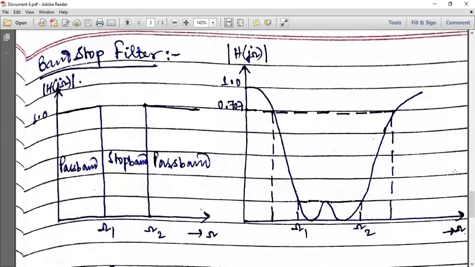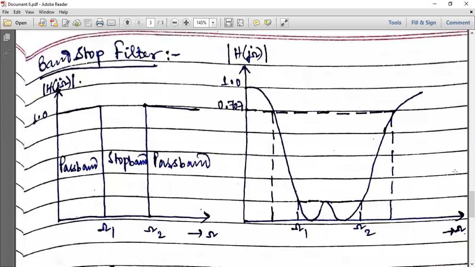Again, the band stop or band reject filter. The diagram is just the opposite of the band pass filter. So what is a band reject filter? A band reject filter means within a particular range of frequencies, it rejects those frequencies which fall in it. The rest of the frequencies are passed.